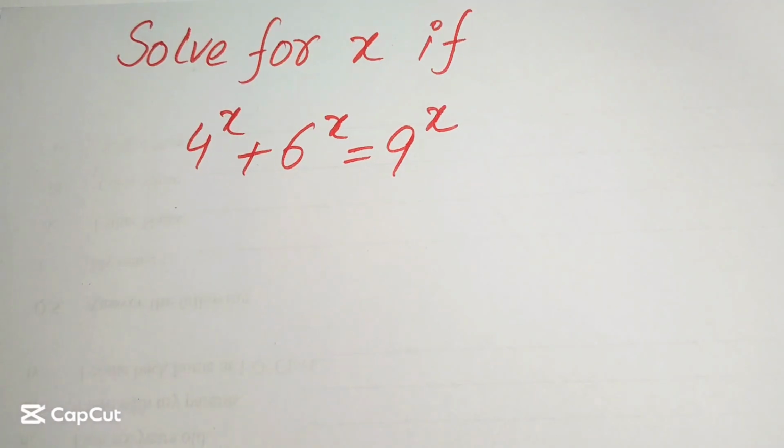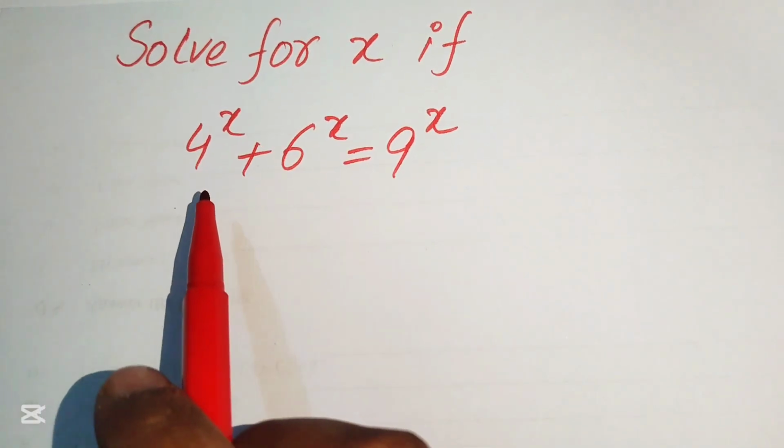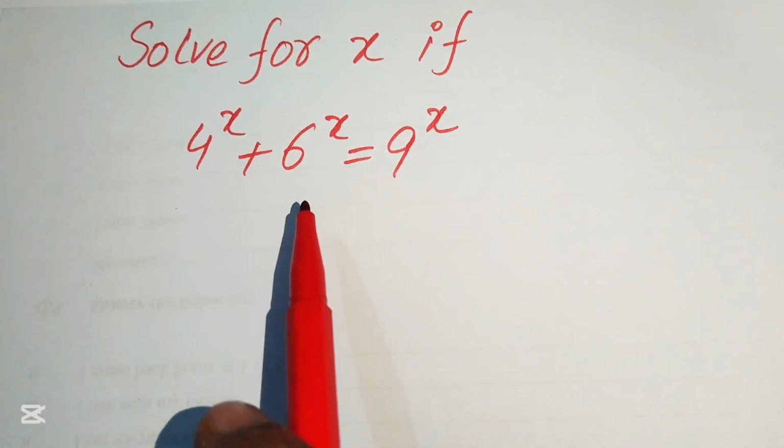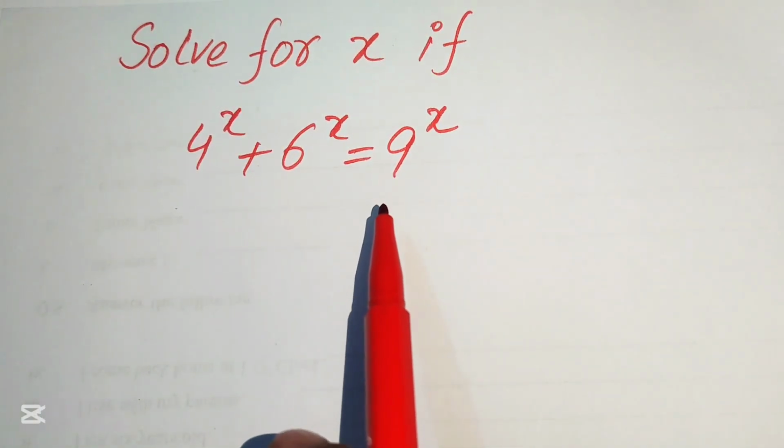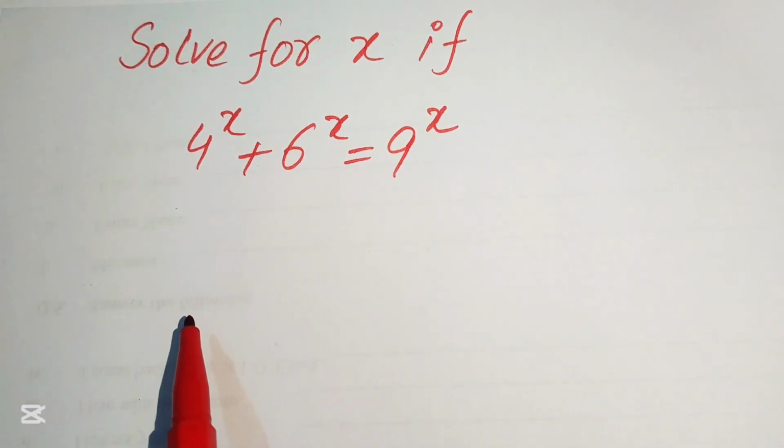Hello everyone, welcome to solve this nice math Olympiad exponential equation problem. So here we have 4 to the power of x plus 6 to the power of x equals 9 to the power of x, and we solve this problem for the values of x.